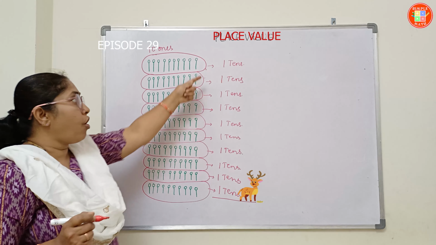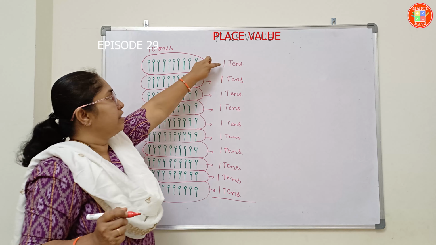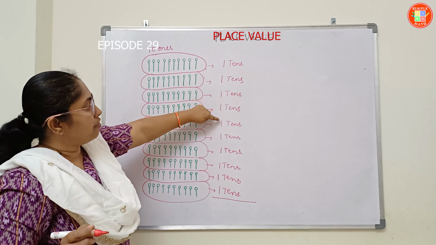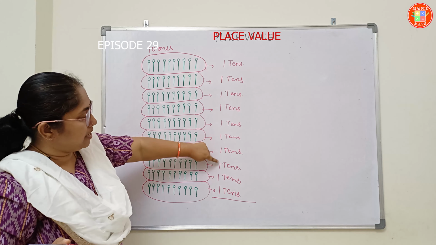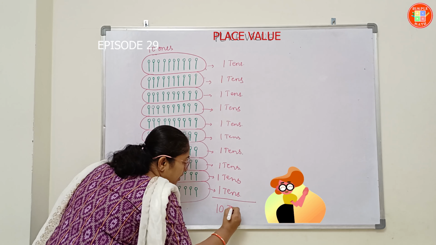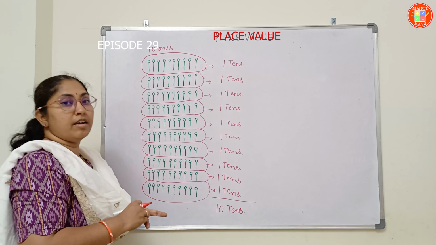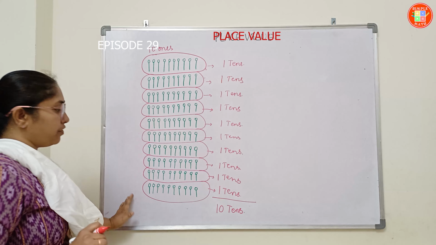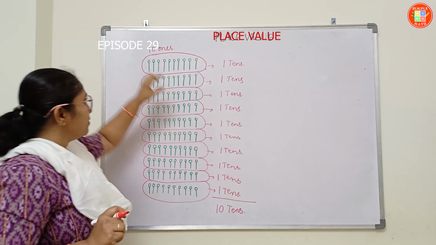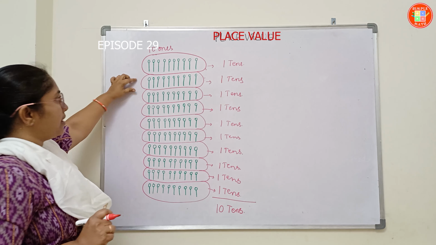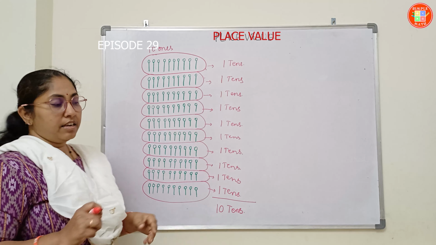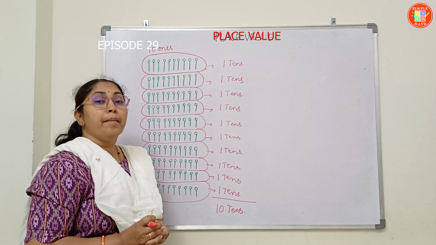Then next we'll count all these tens. How many ones we have got here? 1 plus 1 is 2, plus 1 is 3, plus 1 is 4, 5, 6, 7, 8, 9, Bundle of 10 tens we have got. Right? You understood now? We have got the bundle of 10 tens. That is 1 10 bundle, second 10th bundle, third 10 bundle, 4, 5, 6, 7, 8, 9, 10. 10 tens.